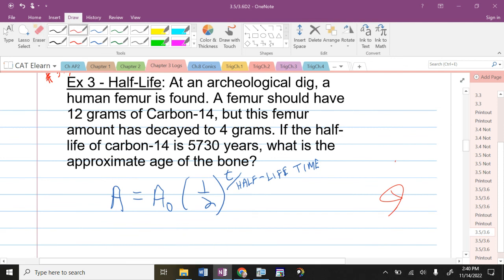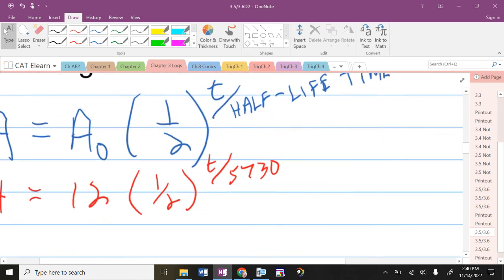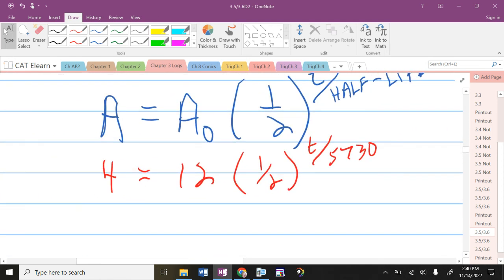Okay, so my new amount is 4. My old original amount was 12. In half-life problems, the new amount's less than the old. You're decaying. So one mistake people made is they switched that. Half-life means half, and then t over the half-life time, which is 5,730 years. And since it's in years, this is all constructed in years.